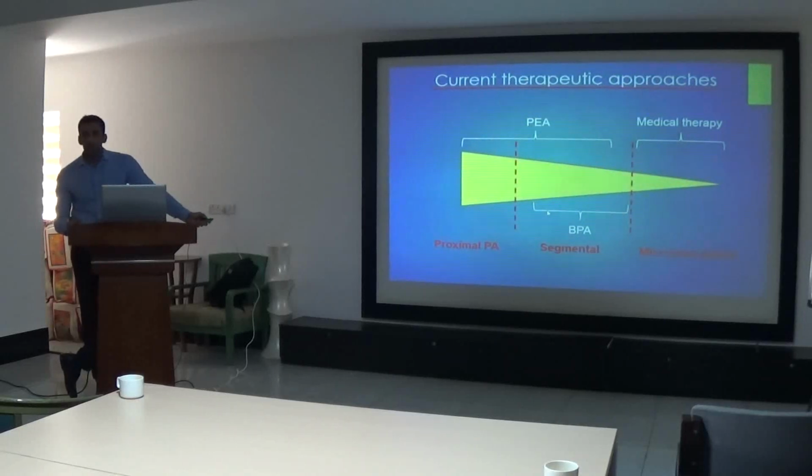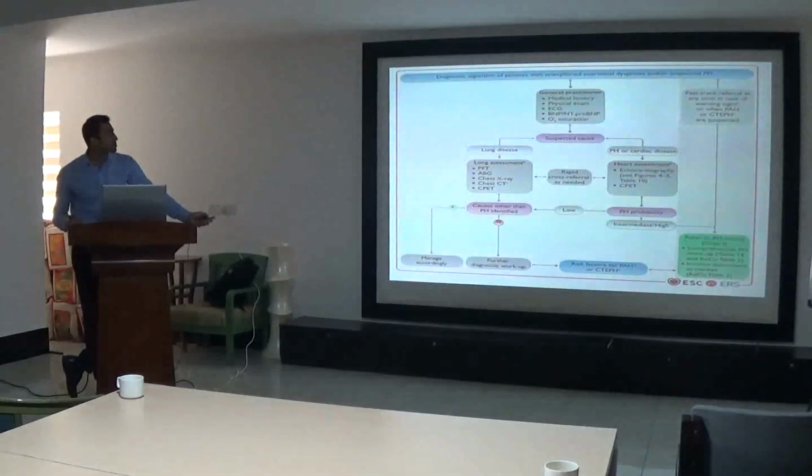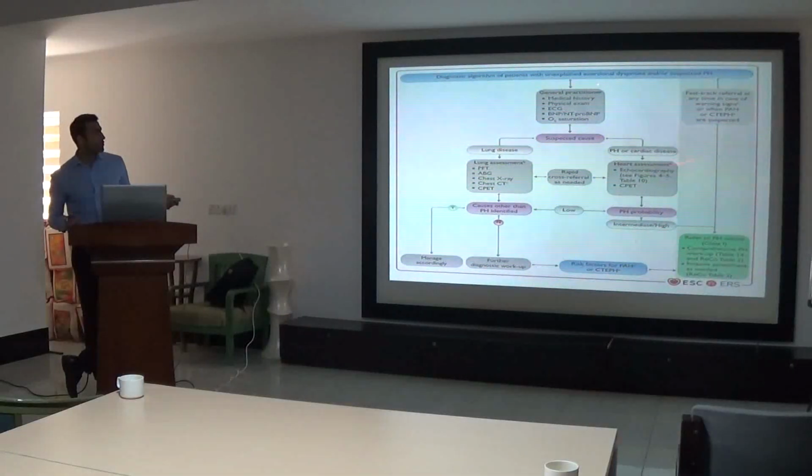This is the action of these drugs. So, the diagnostic pathway: we receive mostly patients with exertional dyspnea. What we can do as a physician is medical history, physical exam, ECG, NT-proBNP, O2 saturations. If we find the suspected cause to be lung disease, then the lung workup: PFT, ABG, chest X-ray, chest CT.